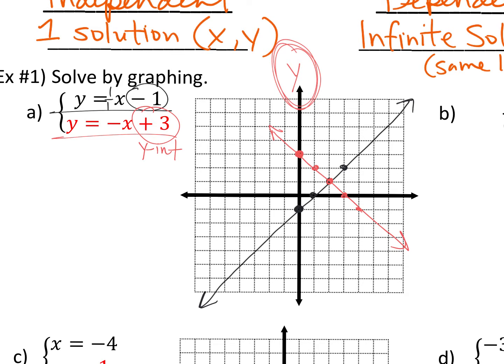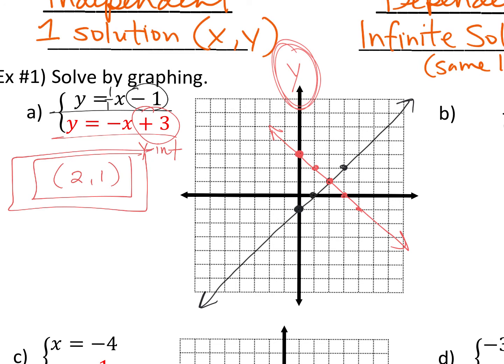What is that point? 2, 1. We went 2 to the right and 1 up. So to solve by graphing, my solution is 2, 1. That means I can plug a 2 in for x and I will get a 1 for y. Plug a 2 in for x and I will get a 1 for y every time. Okay, that is our solution. It's what makes both those equations true. Questions on that? Okay.